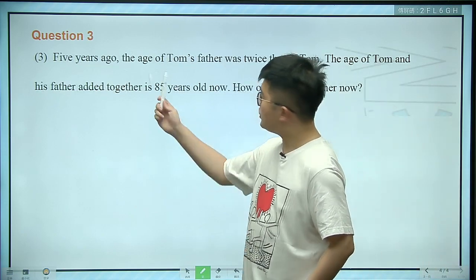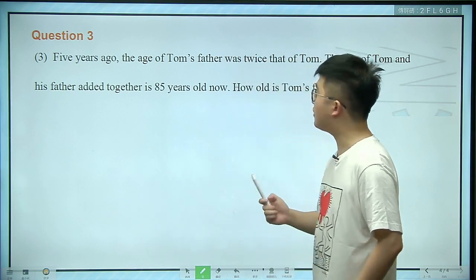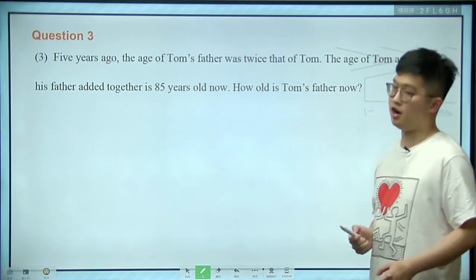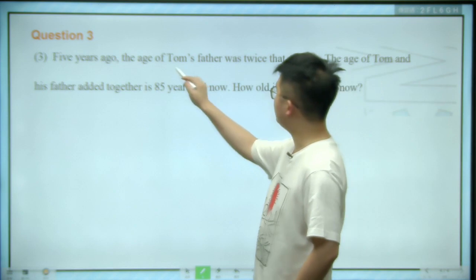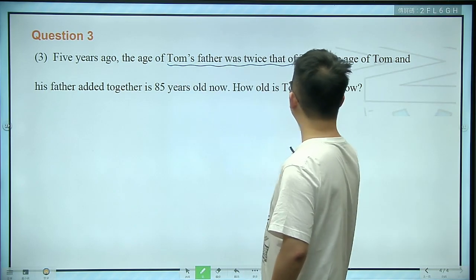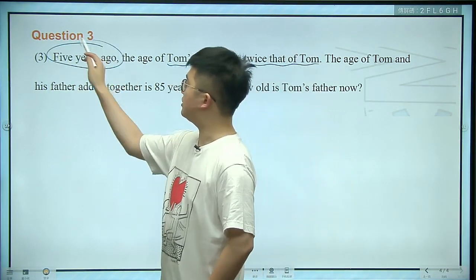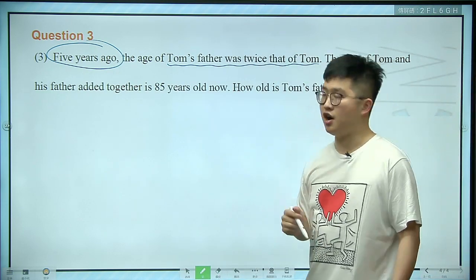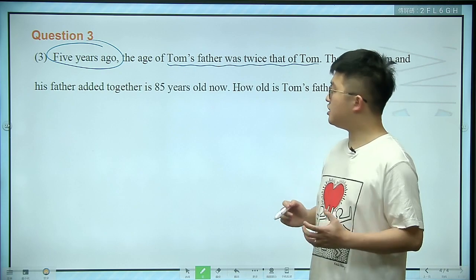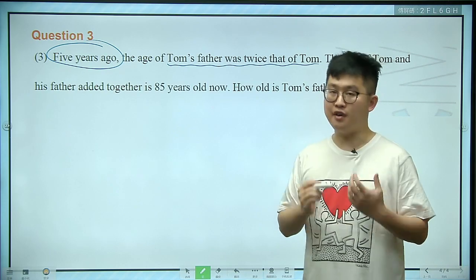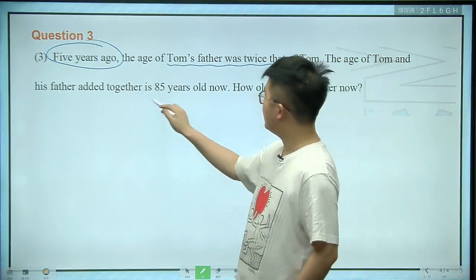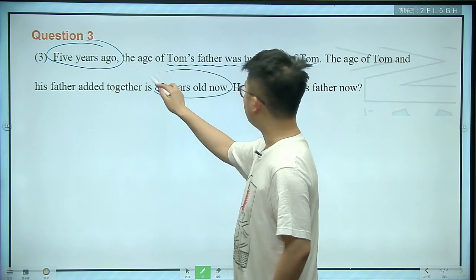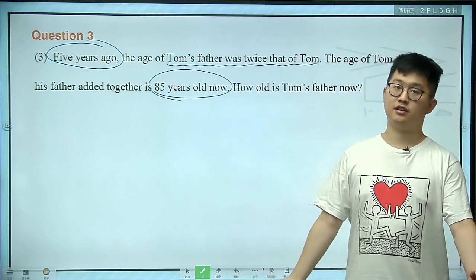Let's go for some more difficult questions. Like here: 5 years ago, the age of Tom's father was twice that of Tom. That is 5 years ago. And the ages of Tom and his father added together is 85 this year. Now means this year.